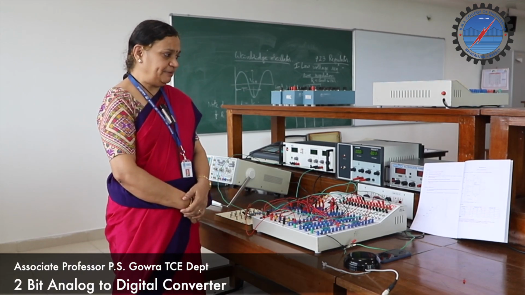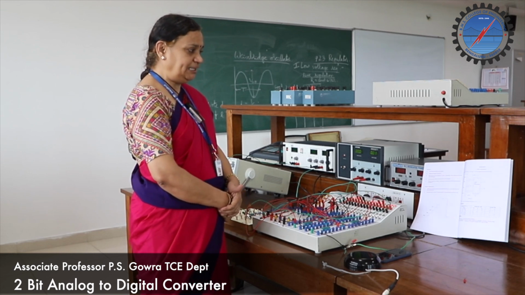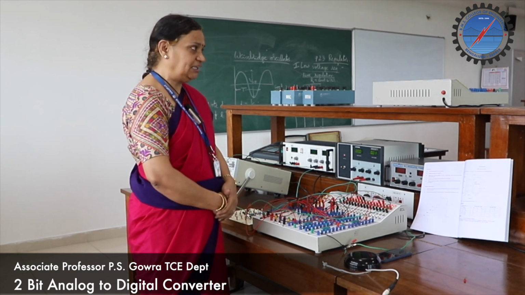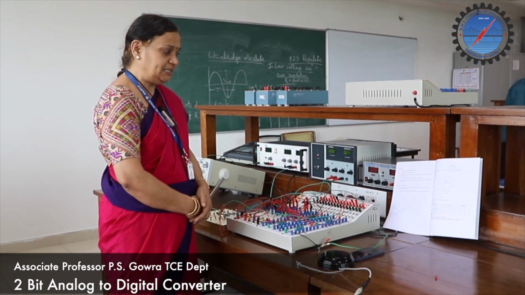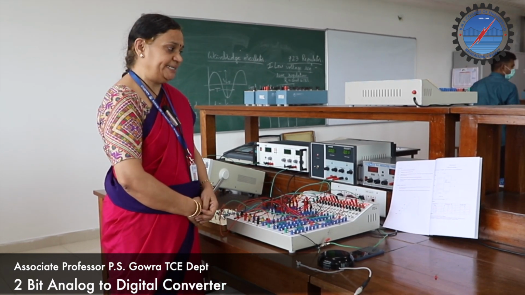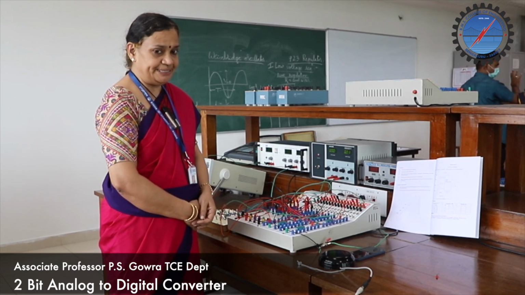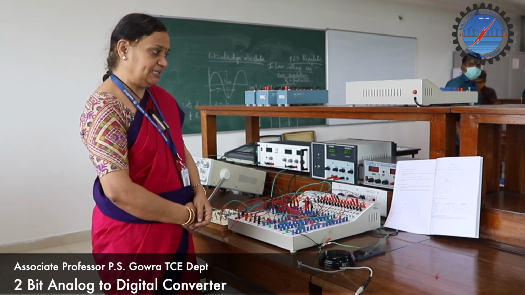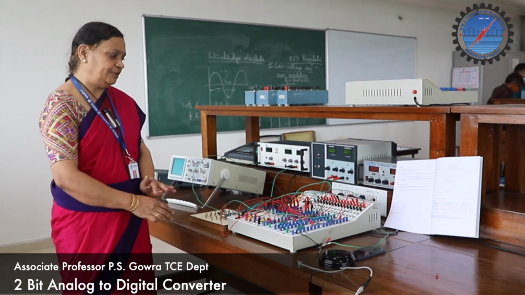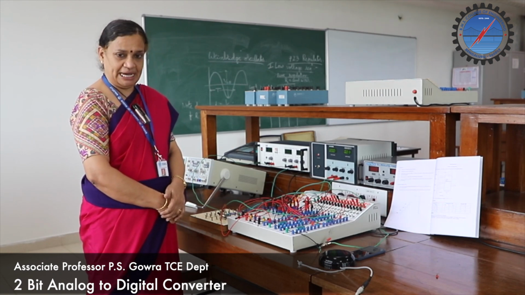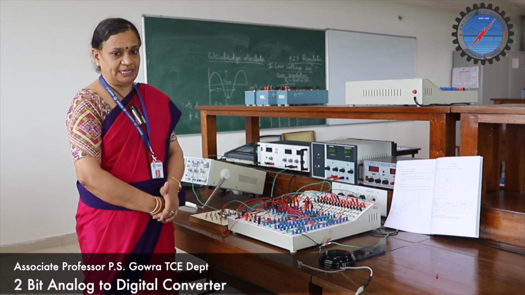The second experiment is the analog to digital converter, and there are many types of analog to digital converters. Basically, there is the digital ramp ADC, successive approximation ADC, flash ADC, delta sigma ADC, dual ramp ADC, single ramp ADC, and many more types. Here we are going to demonstrate the flash ADC, which is the 2-bit flash ADC.